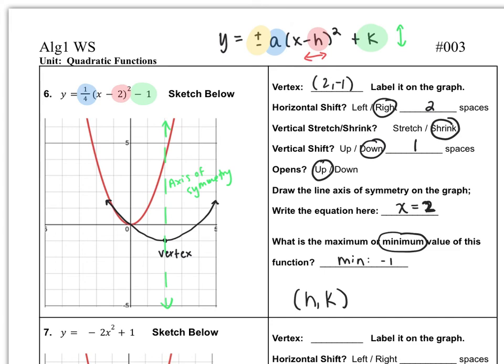And so for that, it's only going to be this y coordinate of my vertex. It's not the entire vertex, because I could take this whole parabola and shift it over here and it would still reach down 1 space. So it's important to remember that the maximum or the minimum is just going to be the y coordinate of the vertex.